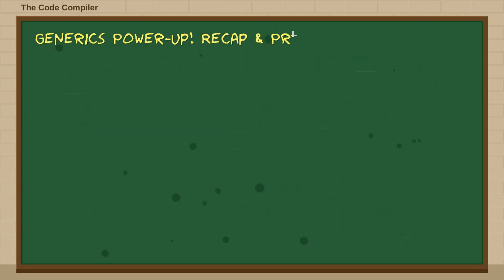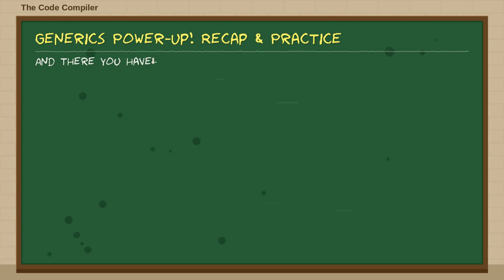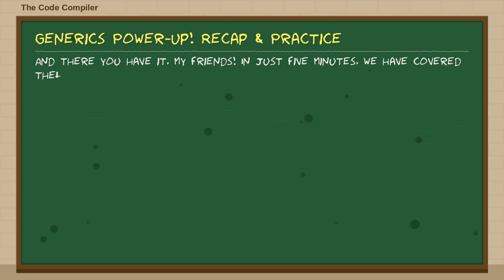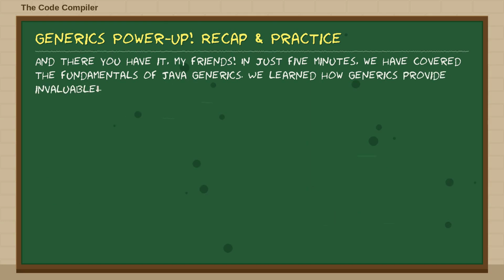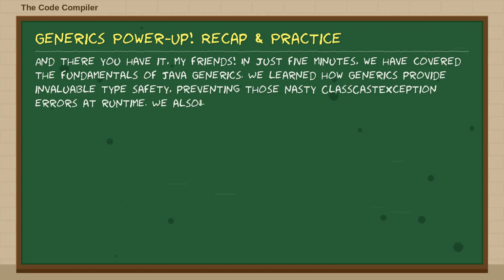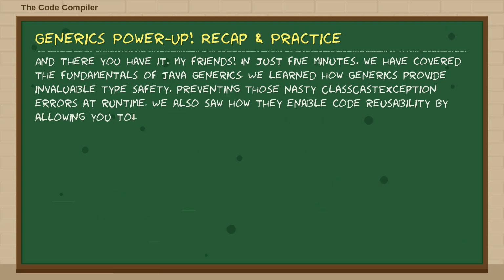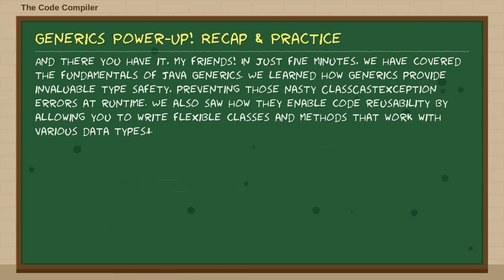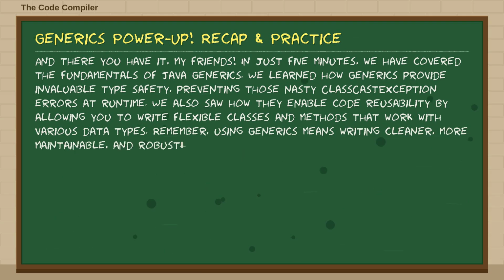And there you have it, my friends. In just 5 minutes, we have covered the fundamentals of Java generics. We learned how generics provide invaluable type safety, preventing those nasty ClassCastException errors at runtime. We also saw how they enable code reusability by allowing you to write flexible classes and methods that work with various data types. Remember, using generics means writing cleaner, more maintainable, and robust Java applications.